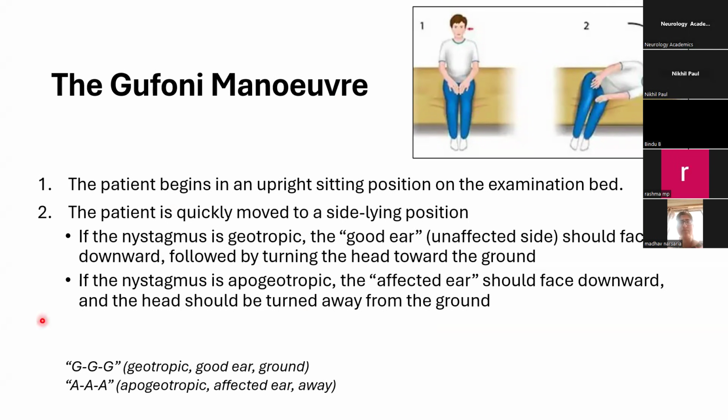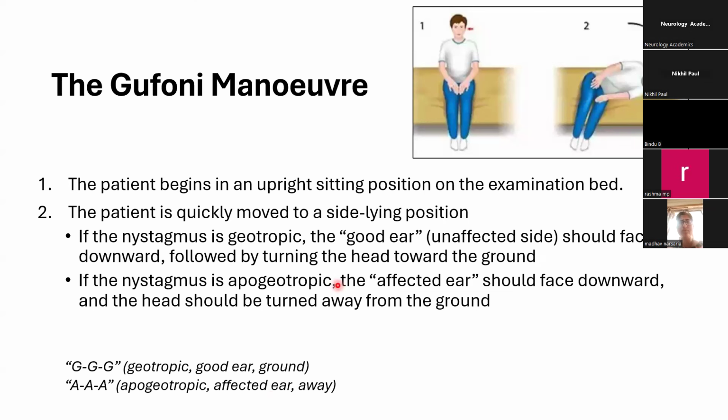So there is a mnemonic to see which is which. It is GGG for geotropic. He is made to lie down on the good ear, and the head is faced towards the ground. For apogeotropic, he is made to lie on the affected ear, and the head is turned away. I'll show that with an example.